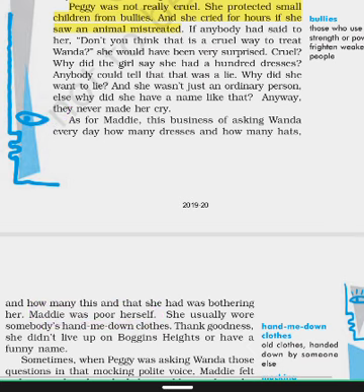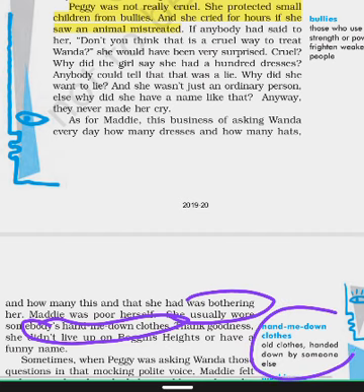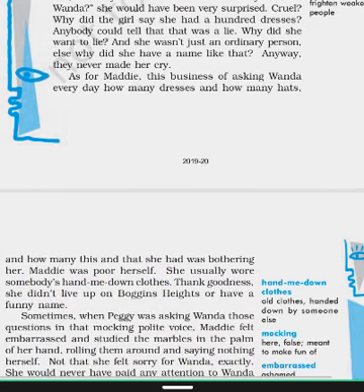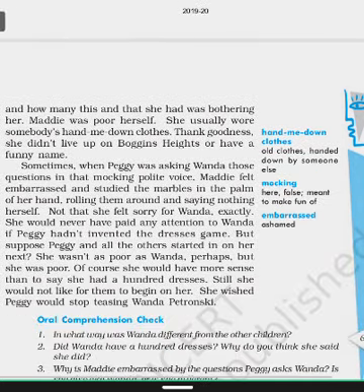She usually wore somebody's hand-me-over clothes. Hand-me-over clothes means old clothes or used clothes, used by someone and given to another. It means Maddie was also a poor girl. She used to wear clothes which had already been worn by other people. Okay, she was also poor, and she didn't like to make fun of Wanda Petronski.